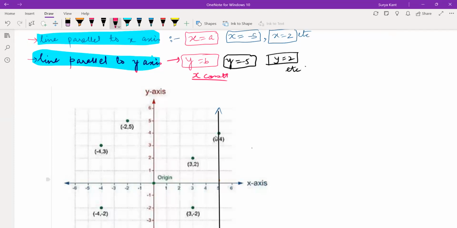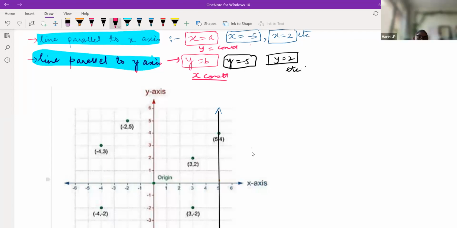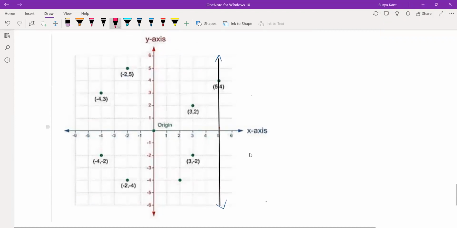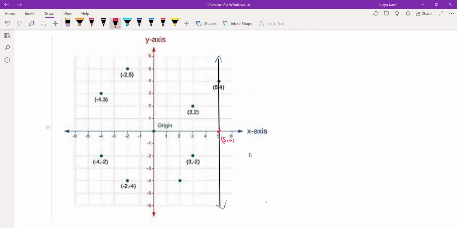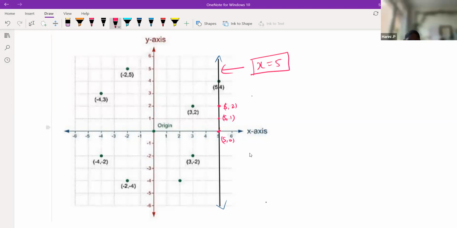Line parallel to x-axis, y will be what? Constant. Clear? Now you can understand clearly. This point is 5, 0, right? This point is 5, 1. This point is 5, 2. If you see here, x is equal to what? All the time 5 only is coming, right? So this is the line x is equal to 5. Clear?